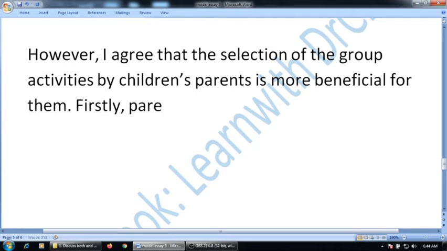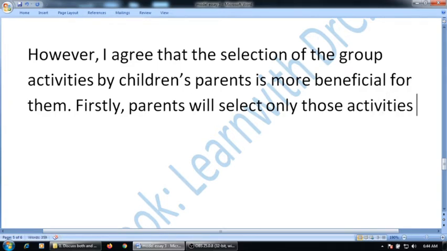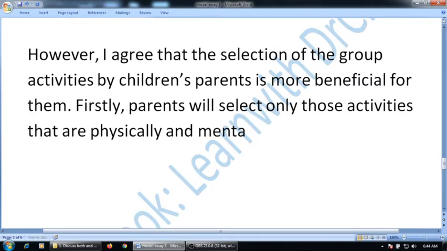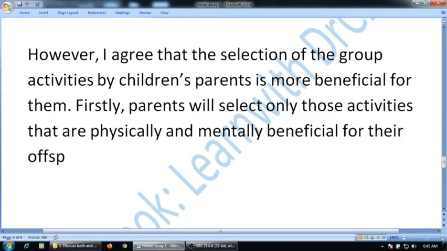Firstly, parents will select only those activities that are physically and mentally beneficial for their offsprings. No, the plural form of offspring is also offspring. No need to put an s on offspring.